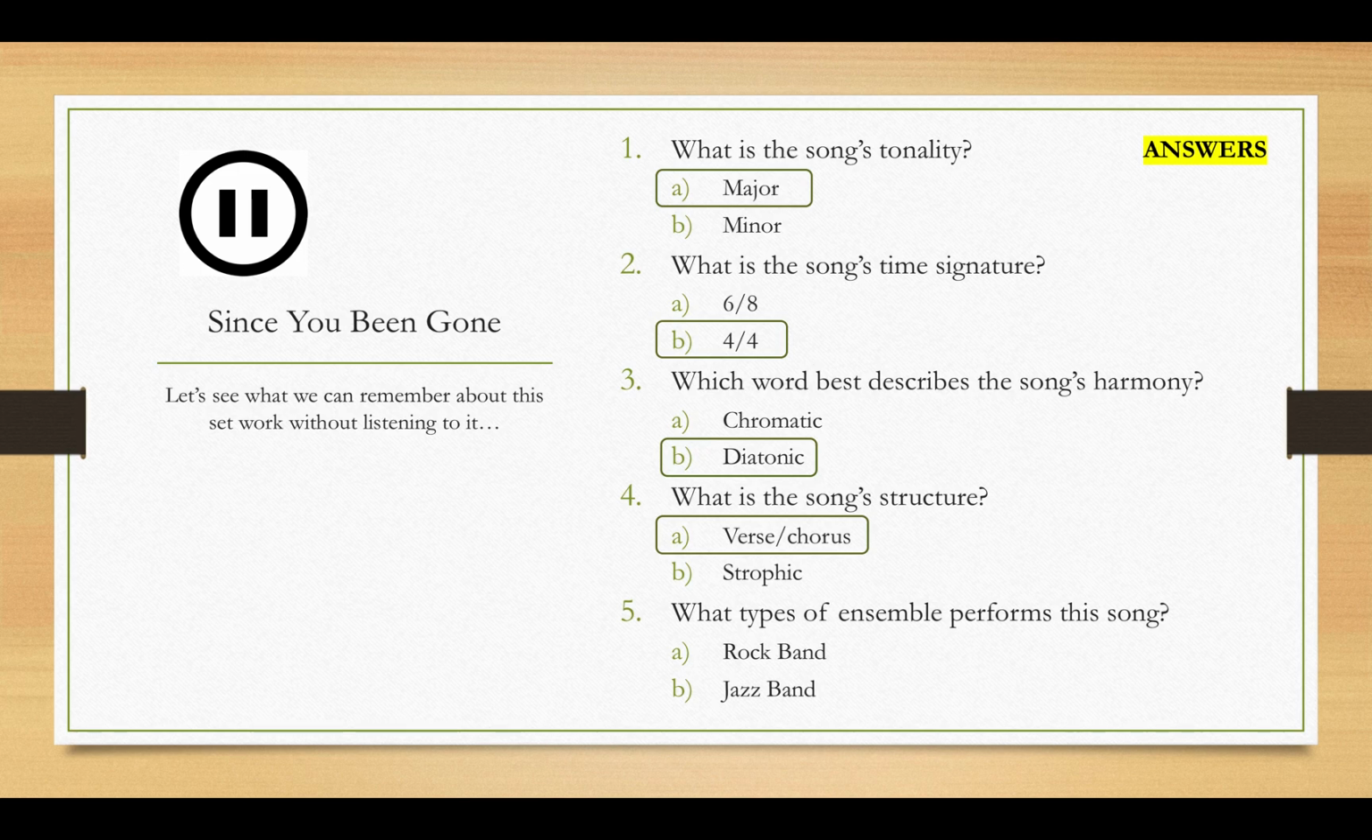Strophic would be if there were only verses, but there's definitely a chorus with the word Since You've Been Gone in it, so it's definitely verse chorus form. And it's written for a rock band, not a jazz band.